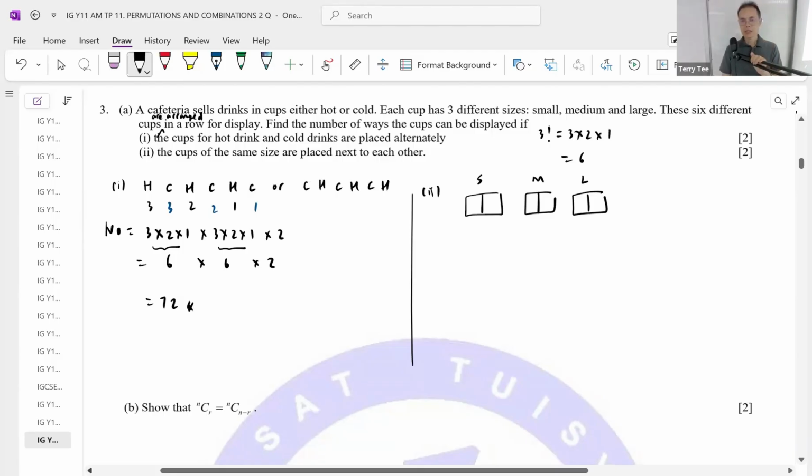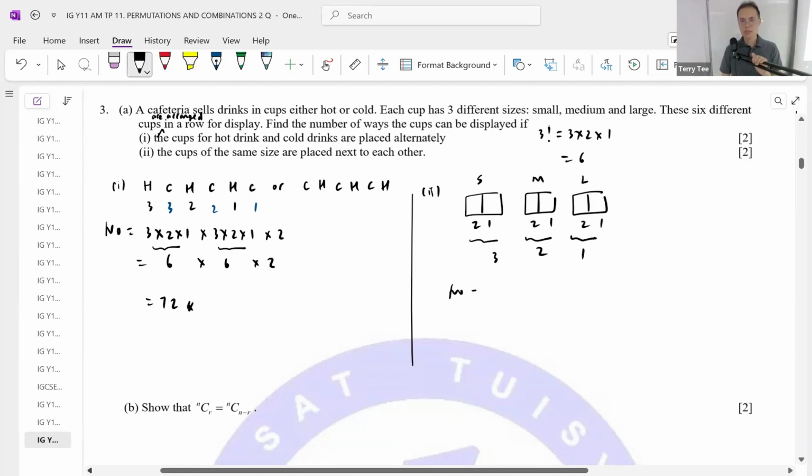So let's say you need to do cold and hot first. So it's 2 factorial, or 2 times 1 for small, 2 times 1 for medium, 2 times 1 for large. Now within this, there are 3 boxes. How many ways to arrange 3 boxes in a row? There's another 3 factorial, which is 3 times 2 times 1.